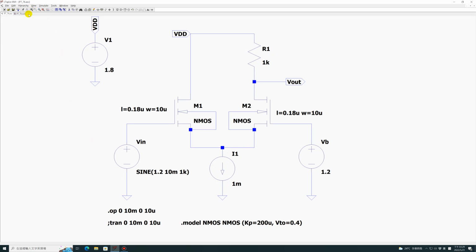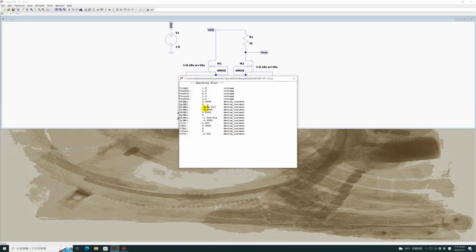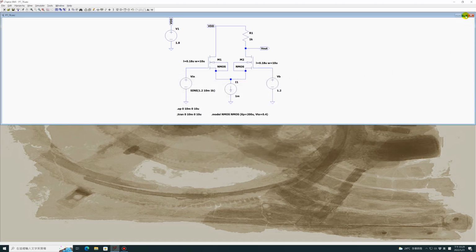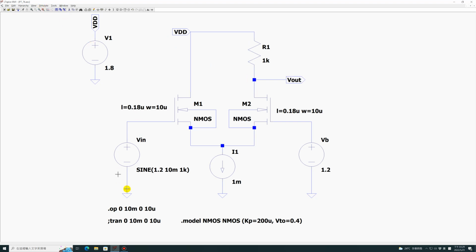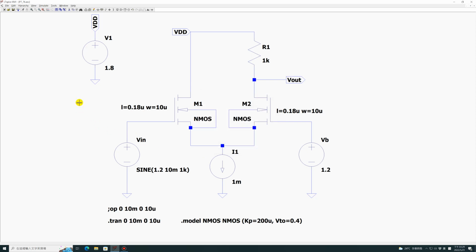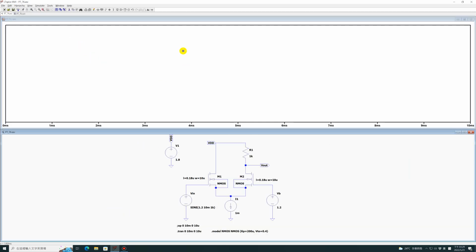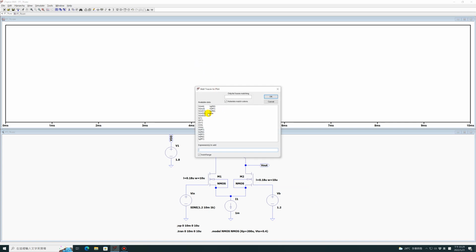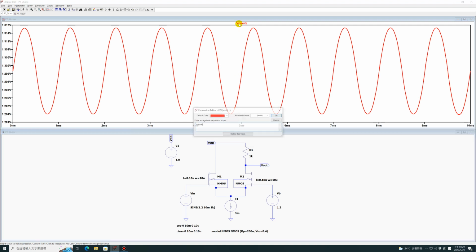That's the operational point. Then we click it, and it tells you that the Vout is at 1.3 volt, right? And VDD is 1.8, so 1.3. So I will take the 1.3 out when I do the AC simulations. Here we do the AC again, and run it again, and trace Vout, and now I can take the 1.3.